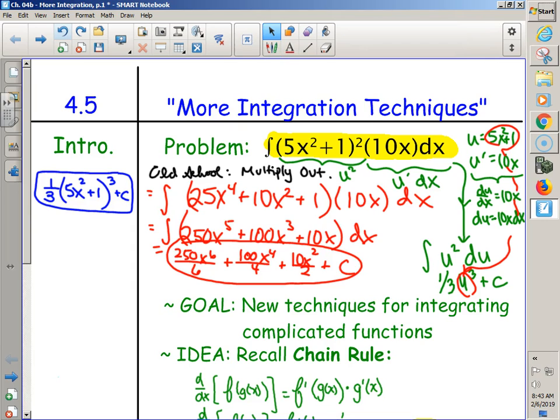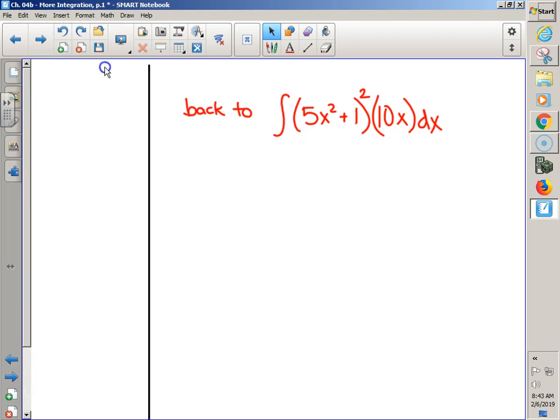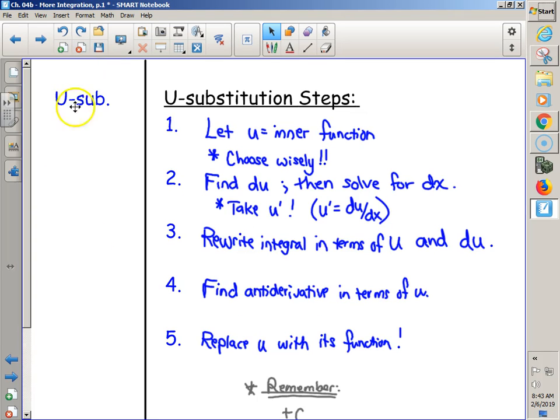Let's practice. Or at least, let's go a little further, a little deeper in. Oh, back to, we already went back. Forget that. Now what? U sub steps.